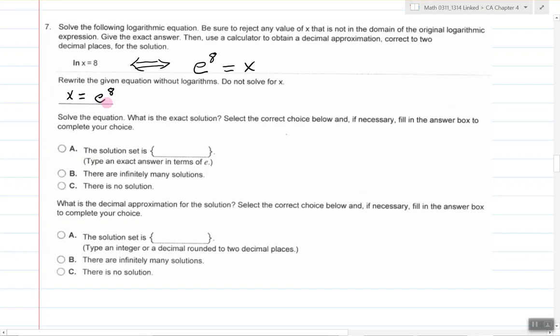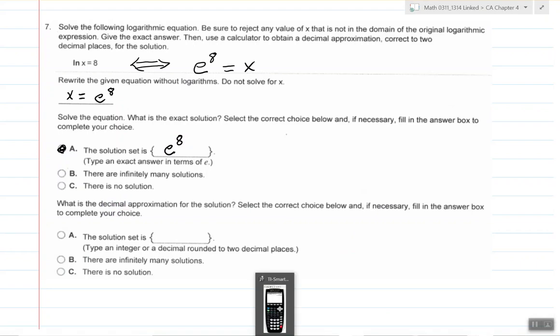And I believe that you will find your e, let's see, you will find your e in the toolbar. Don't just pick e off the keyboard, I don't think. It should be in your tools. All right, the solution is, before I approximate it, it is e to the 8th. Remember, e is just a number. It's about 2.7. Now it wants a decimal approximation.